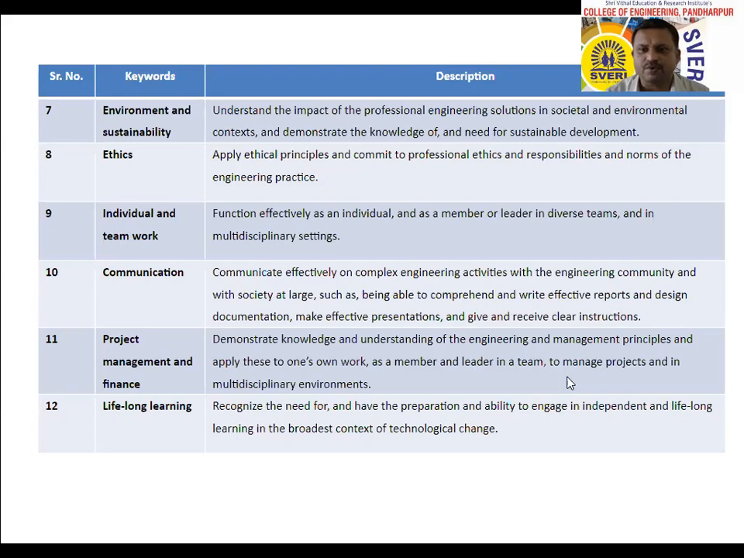Therefore, these are the 12 POs. These 12 POs are also known as graduate attributes. Graduate attributes means graduate characteristics. That is, any engineer, let it be from any branch or any program, we'll say program because program is the appropriate word. From any program, if that engineer passes out, that engineer must have these 12 characteristics or 12 attributes or 12 outcomes. Then and only then we can say that that institute is providing quality education to the students.